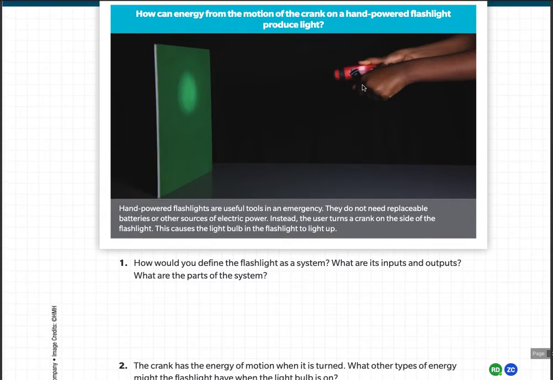So first, the flashlight is a system because it has multiple components, right? There's a bulb, there's the crank, there's things inside. It has inputs and outputs. So the input would be you winding it. When you're winding it, that's what we would call mechanical energy. You're putting energy into it by physically winding it, and then it's outputting.